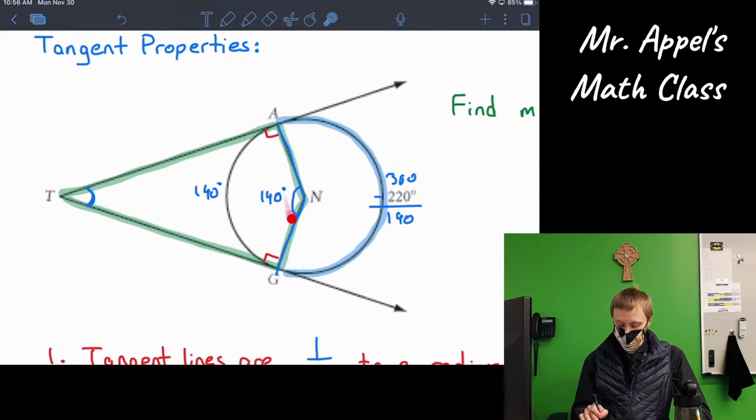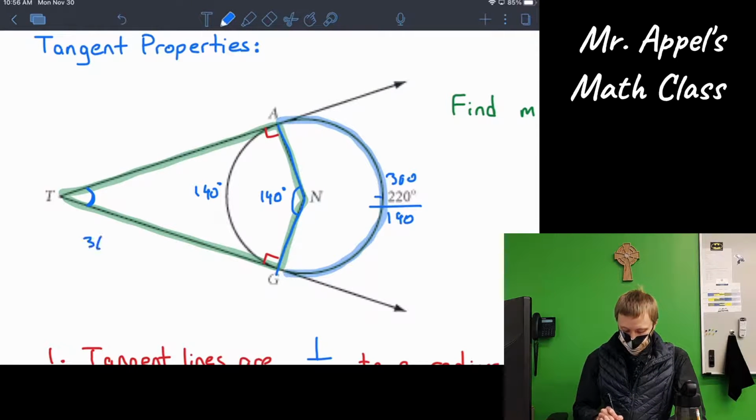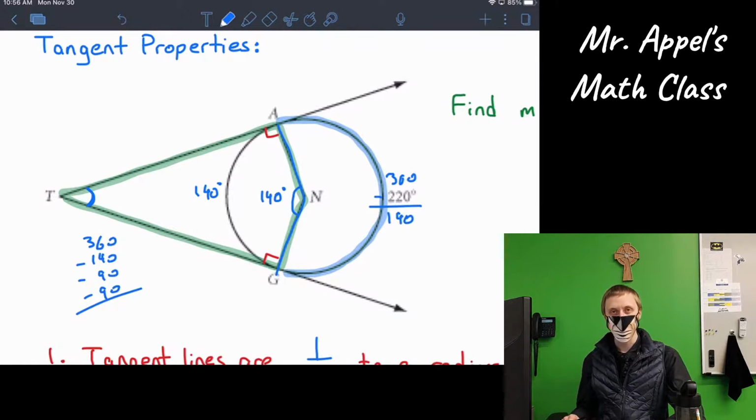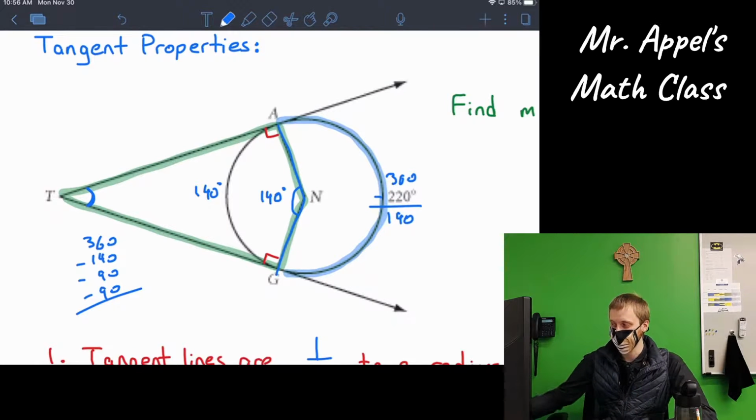So the sum of the angles in a quadrilateral is 360. And we just need to subtract off everything we got. Subtract that 140. Subtract the 290s. And what are you left with? Type your answer into the chat.